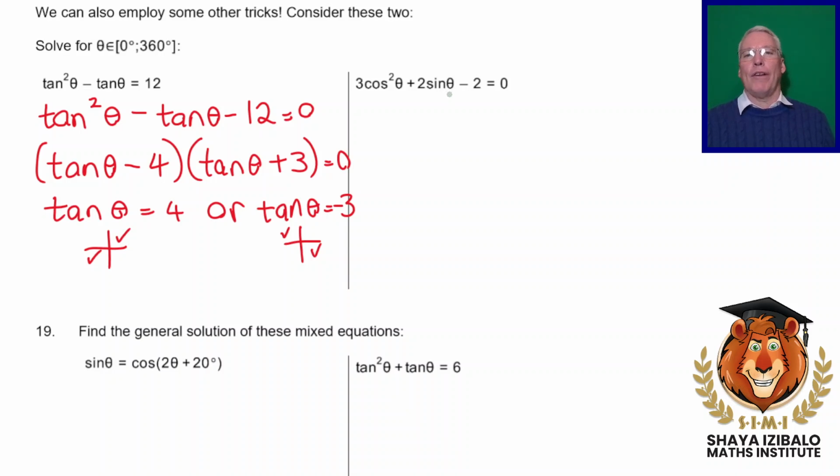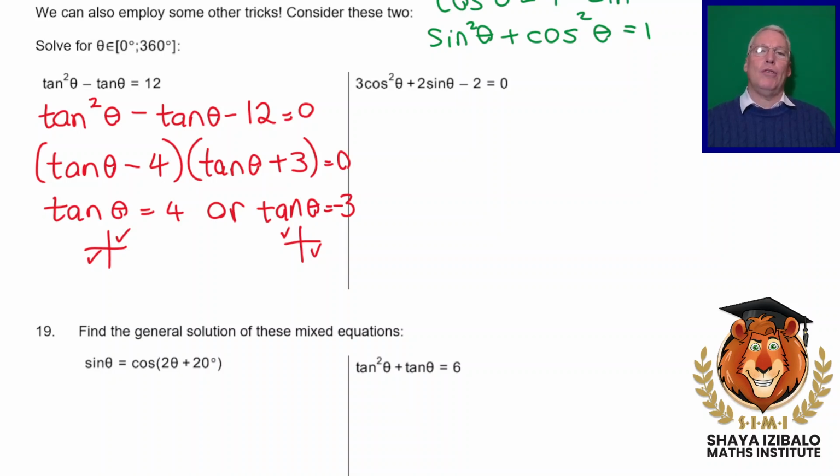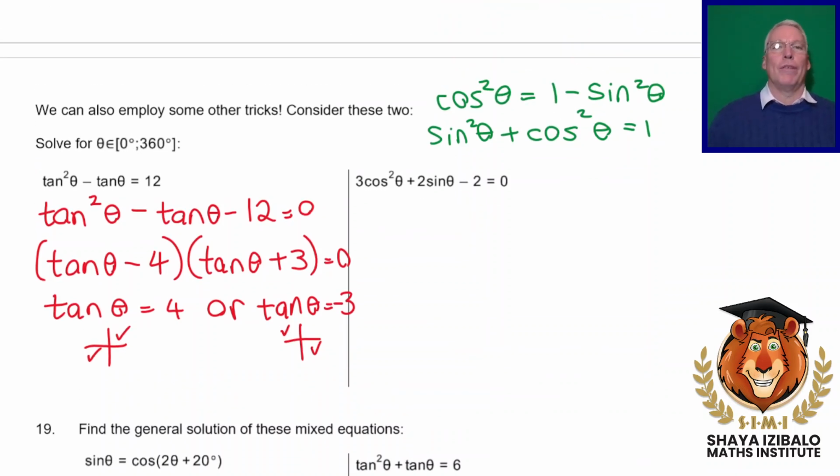Okay, the next one looks similar, but it's not quite as simple because we've got cos squared and we don't have coses here, we've got sines. Now here is where we need to be a little bit sneaky because we need to remember that sine squared plus cos squared is 1. So if sine squared plus cos squared is 1, then in fact cos squared is 1 minus sine squared. And if we substitute this value for cos squared, then we're going to get a trinomial in sine squared.